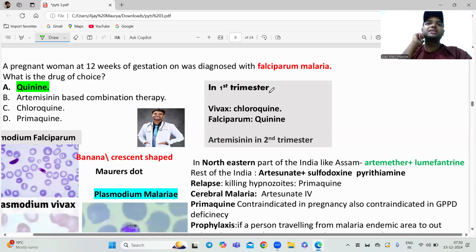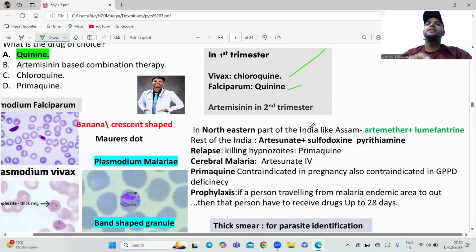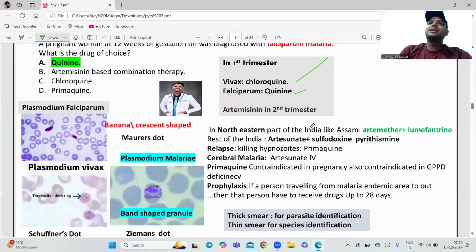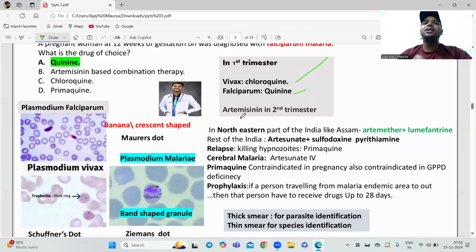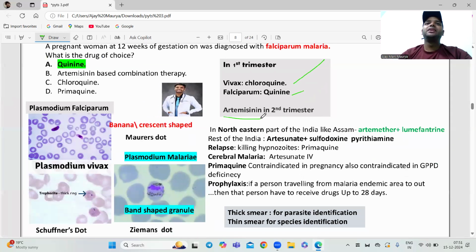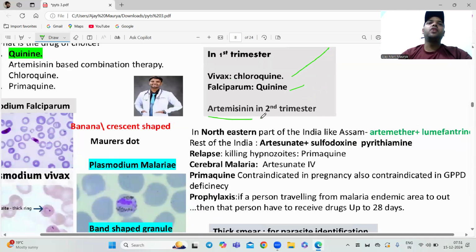if the patient is diagnosed with malaria, that is with the Plasmodium vivax species, then you have to give chloroquine. If the patient is diagnosed with Plasmodium falciparum, then you have to give quinine. Please remember, guys, don't make any mistakes here. If the patient is diagnosed with malaria in the second and third trimester, you have to give ampicillin. Done.